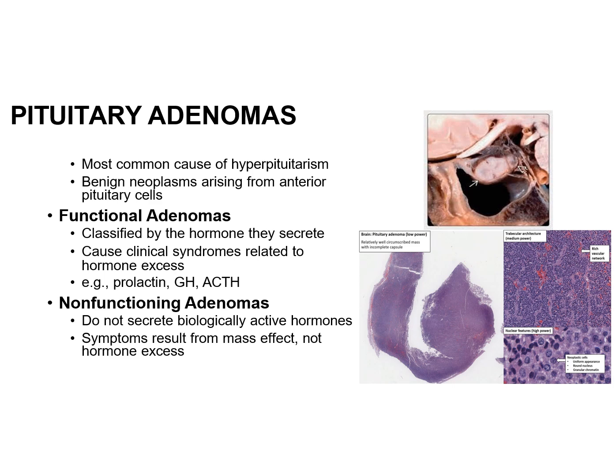Pituitary adenomas are the most common cause of hyperpituitarism, and they arise from the anterior pituitary, the adenohypophysis. These tumors are classified functionally, not by size or appearance alone. Functioning versus non-functioning. Functional adenomas secrete hormones and cause symptoms of excess. Non-functioning adenomas don't. They show symptoms of compression.